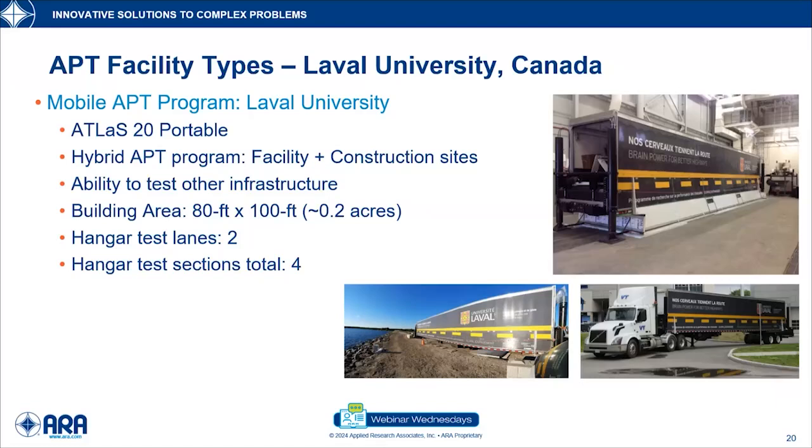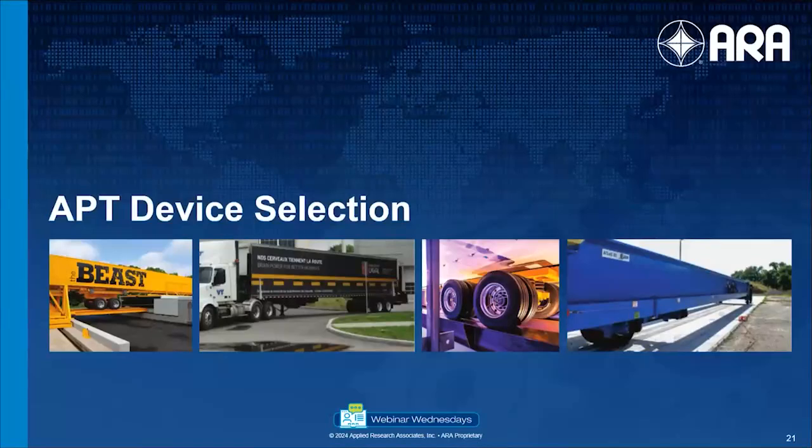So it's a truly mobile program in which they are able to test on different construction sites and different infrastructure as well. They also have a facility that they take the APT inside, mainly sometimes in winter, and they are able to do around 4 experiments inside the facility. But again, they have this hybrid approach of truly mobile and also facility type. Now let's talk about, okay, those are the facility types. What type of device does the agency need to select to implement a successful program?